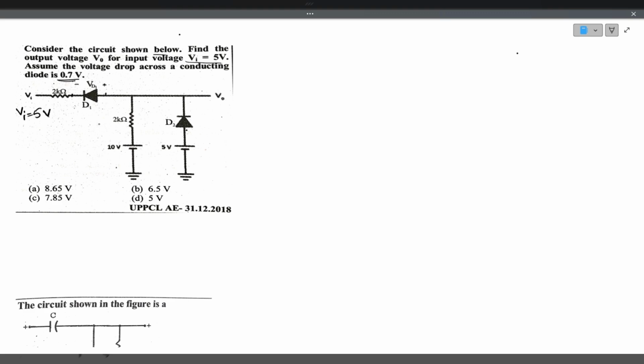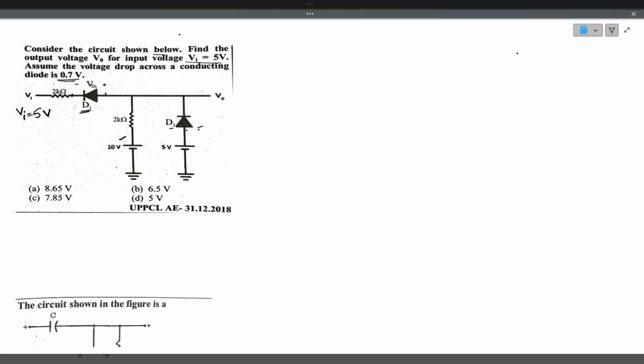Now he has given two diodes, diode D1 and D2. If you observe carefully in these diode circuit problems, we have to first look at the diode P type, which voltage it is connected to, and N type to which voltage. For the diode D1, P type is connected to 10 volts, N type is connected to 5 volts. So the potential across the diode is very high, 5 volts.